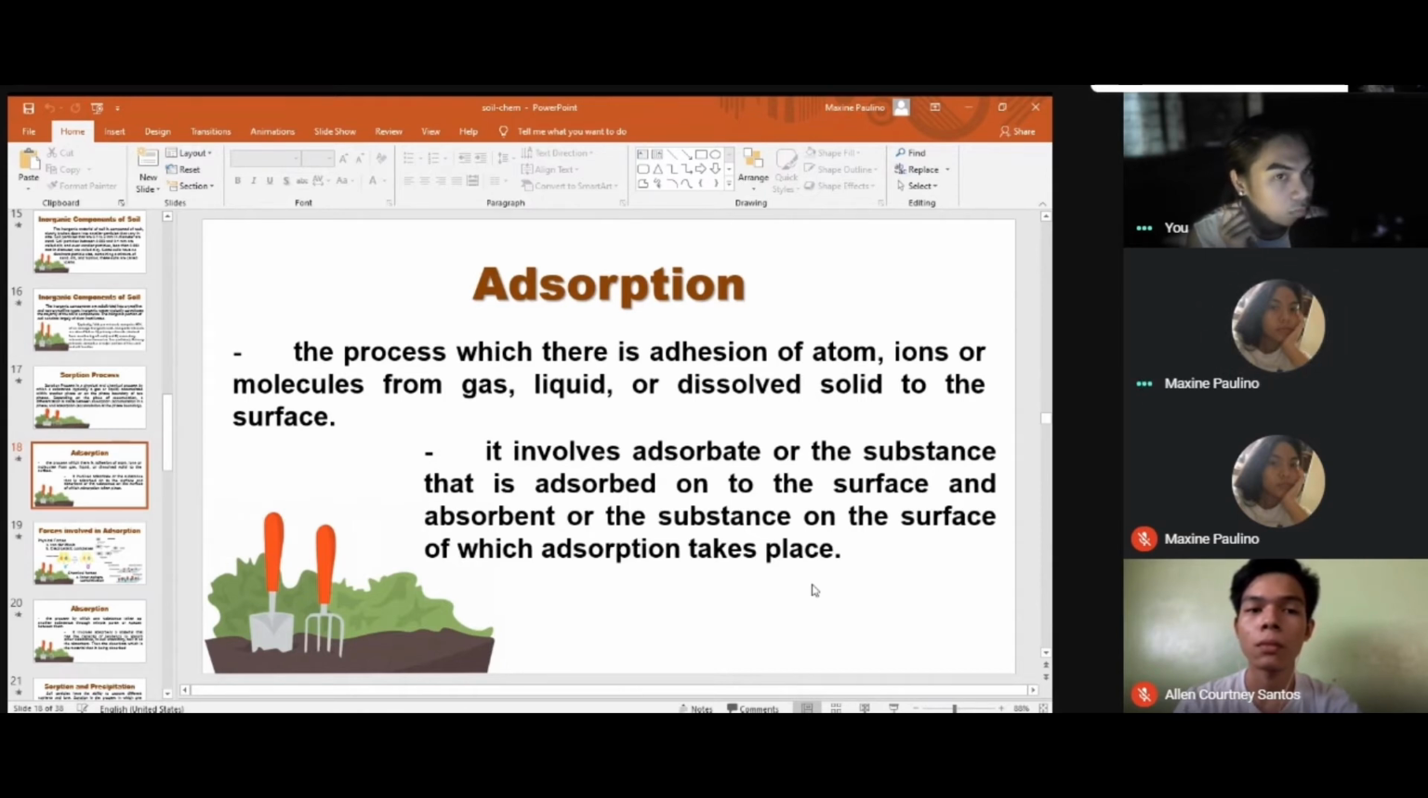without entering it. Adsorption is the process of sticking or adhering atoms, ions, or molecules to other surfaces. It involves adsorbate, or the substance that is adsorbed onto the surface, and adsorbent, or the substance on the surface of which the adsorption takes place.